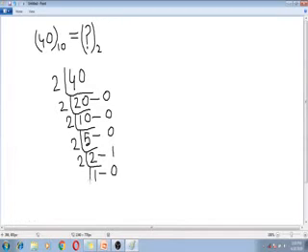Again divide this 1 by 2. Now the quotient will be 0 and the remainder will be 1. So now the quotient is 0, so the process will stop here. Now count all the remainders from bottom to top.